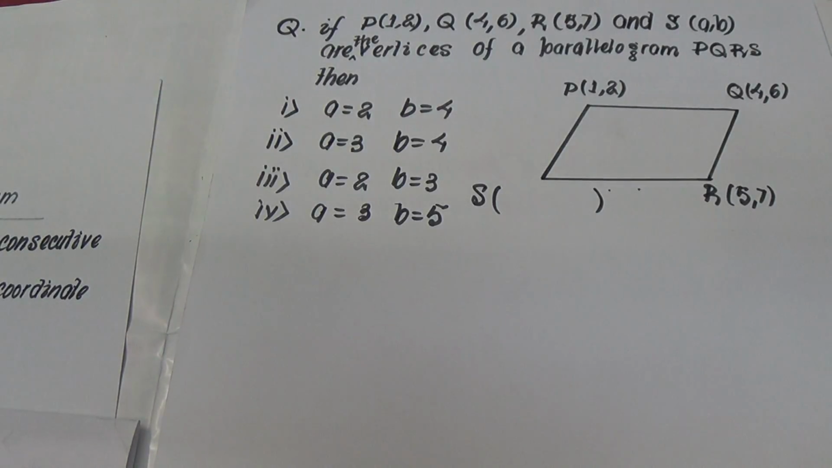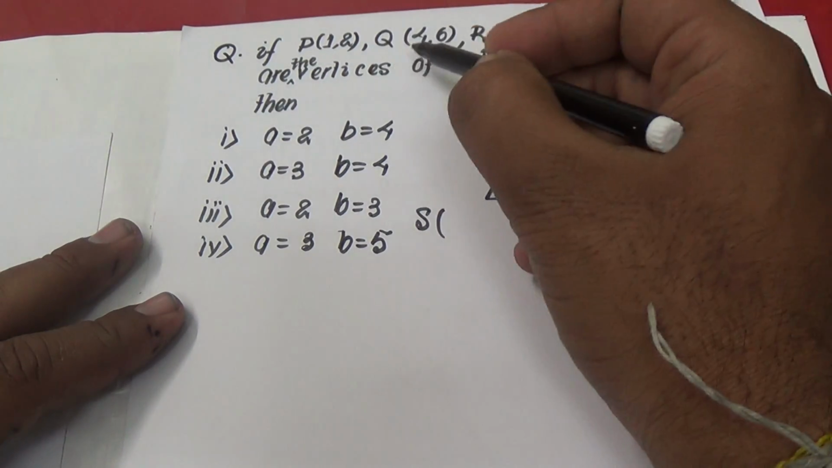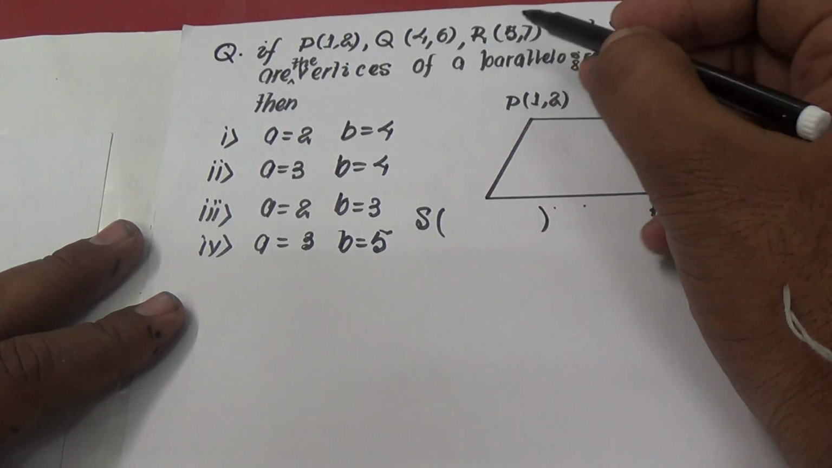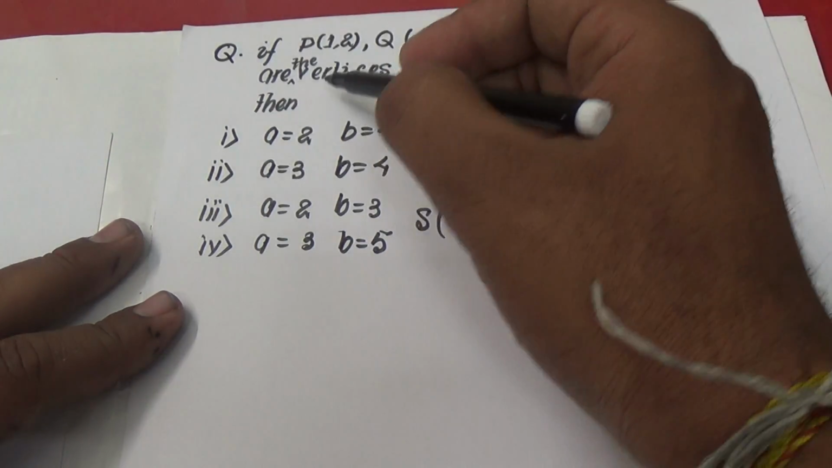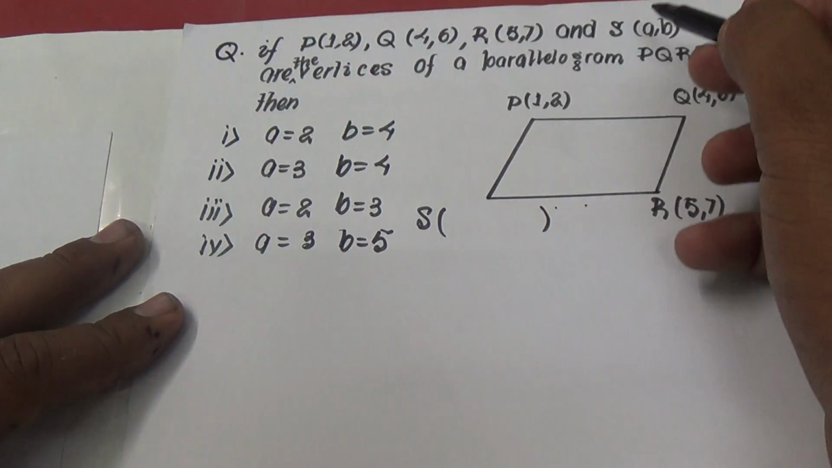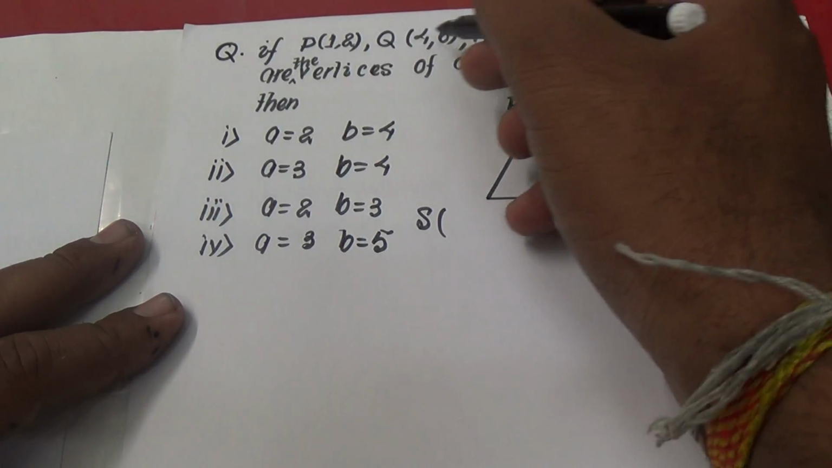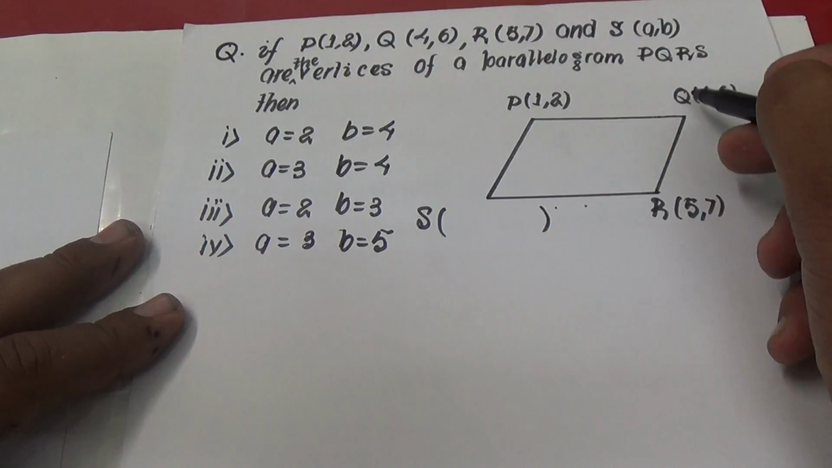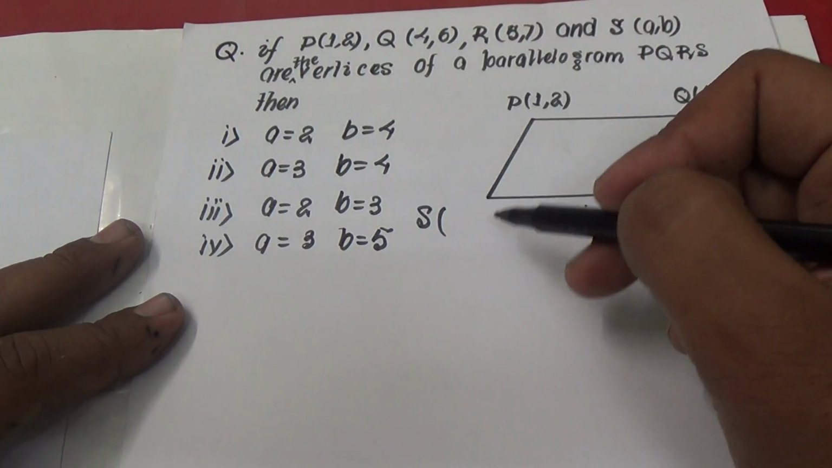So first things first, let's take the question. The question says: if P(1, 2), Q(4, 6), R(5, 7) and S(a, b) are the vertices of a parallelogram PQRS, then what can you say about a and b? So basically we have been given three vertices of a parallelogram and we have been asked to find the coordinates of the fourth vertex.